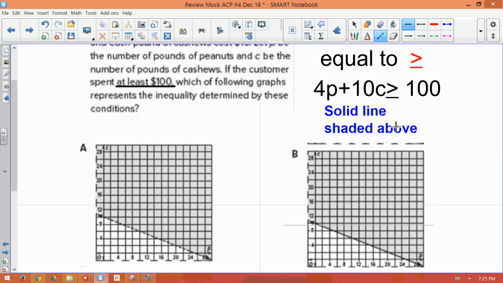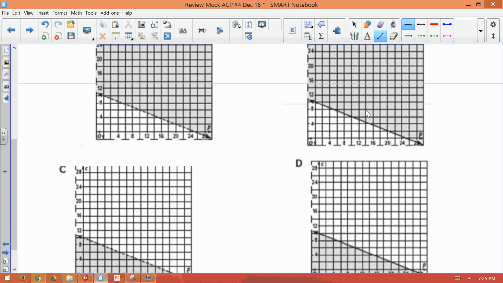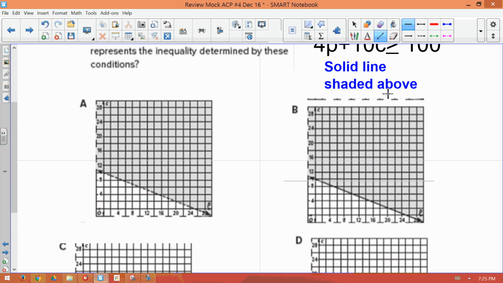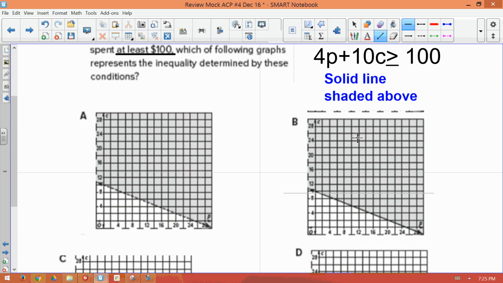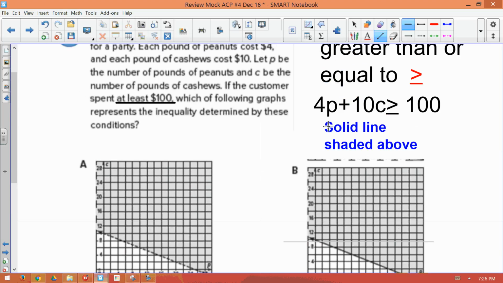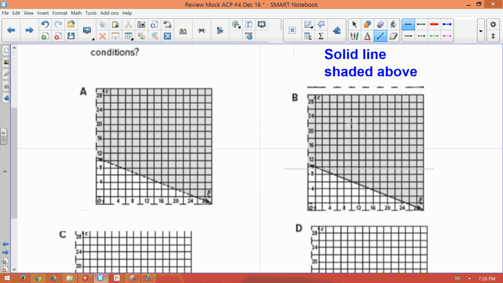We learned with inequalities that when you graph an inequality like this, it's going to be a solid line if it's less than or equal to. The equal to makes it a solid line, and the greater than means it's shaded above. So these look almost the same, except only B is shaded above right here, and it's a solid line there. So that's the correct answer there.